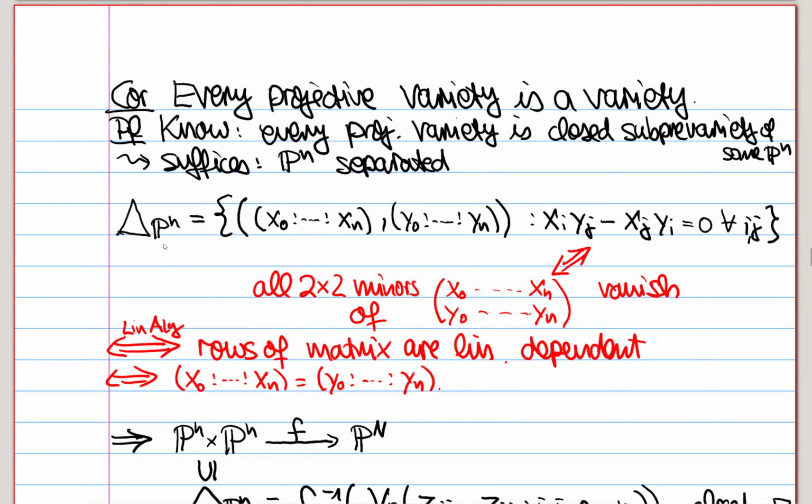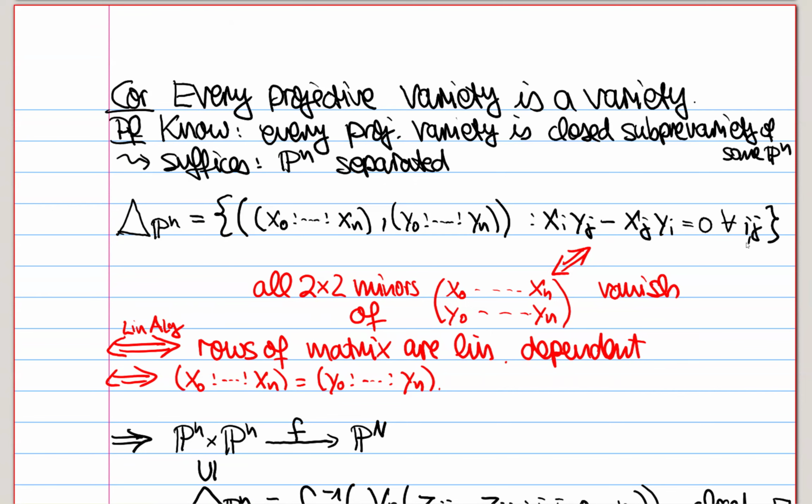And then we look at the diagonal. We need to show this diagonal is closed inside the product Pn cross Pn. So it's the set of all such tuples here such that these two agree inside Pn. And the claim now is that these two agreeing in Pn is equivalent to this condition here, that xi times yj is equal to xj times yi for all i and j.